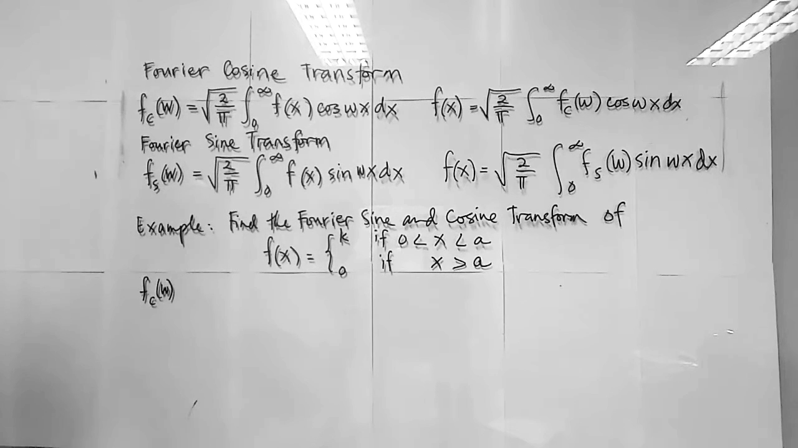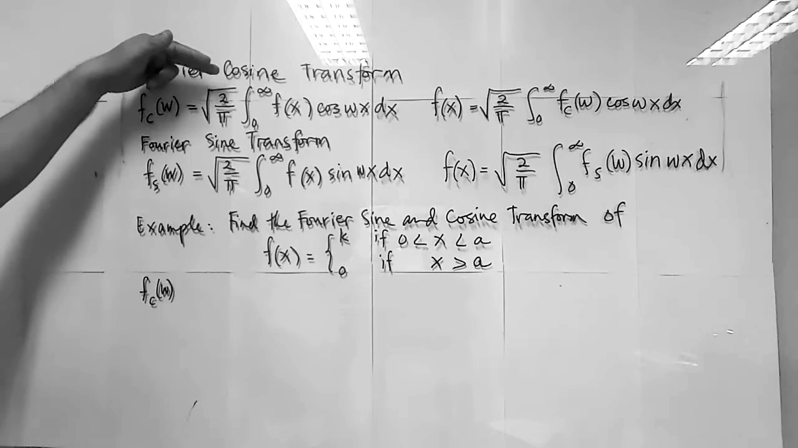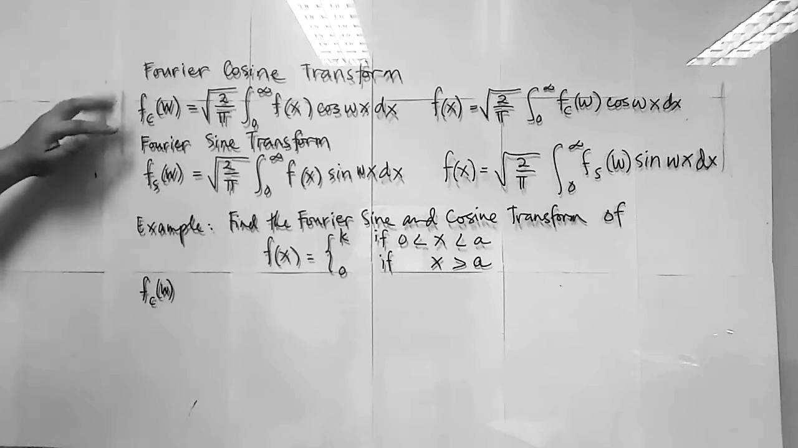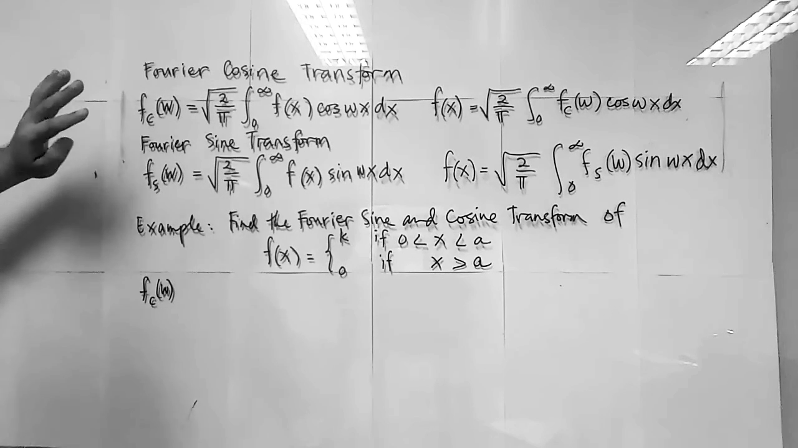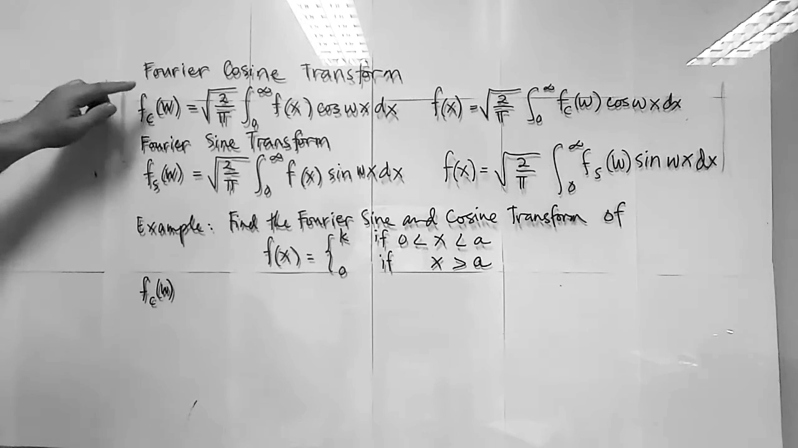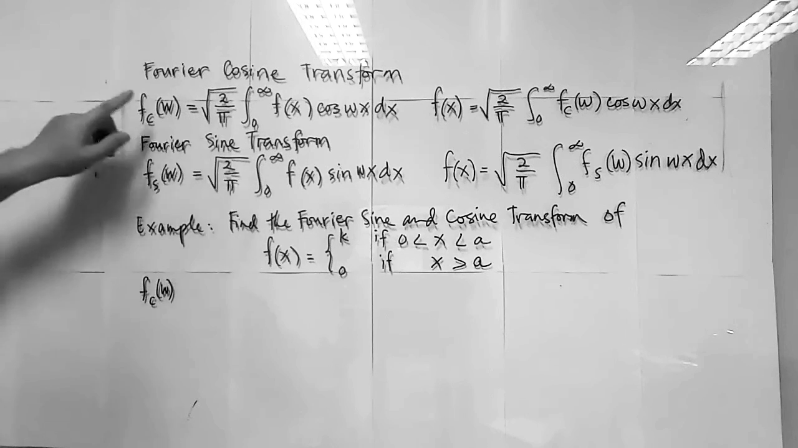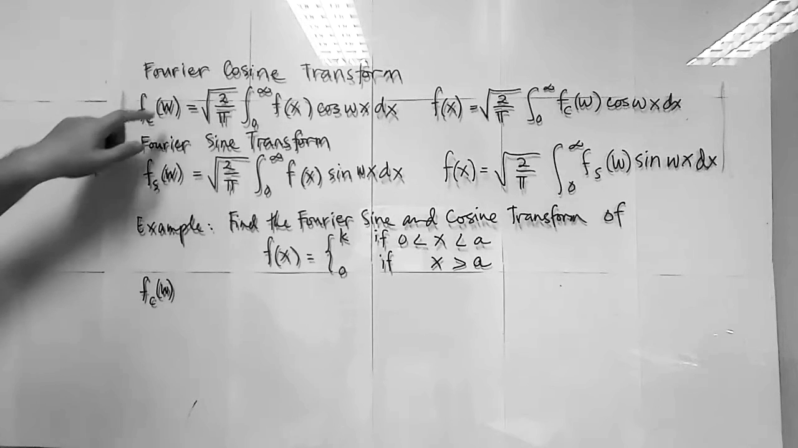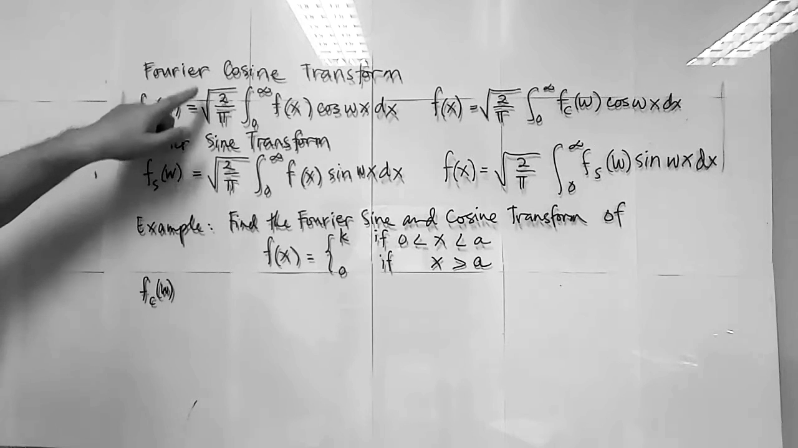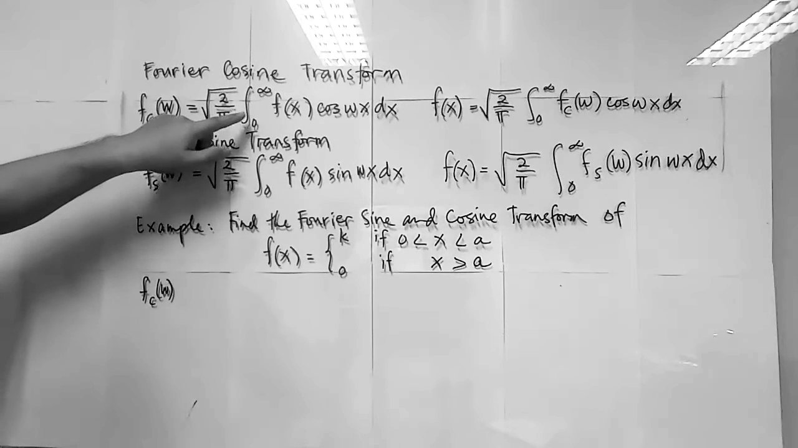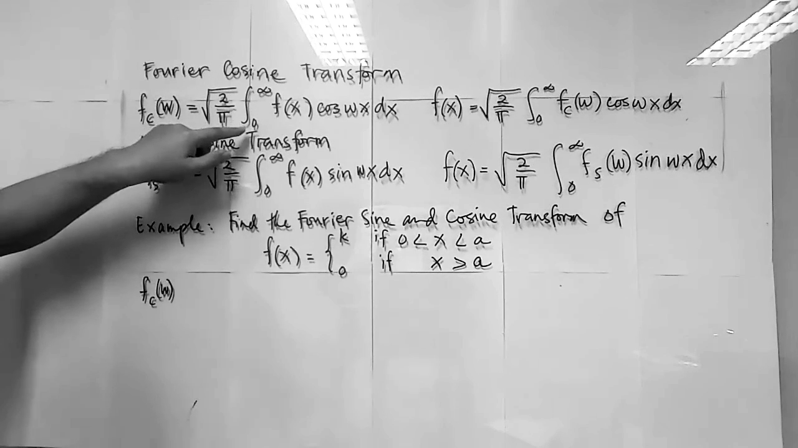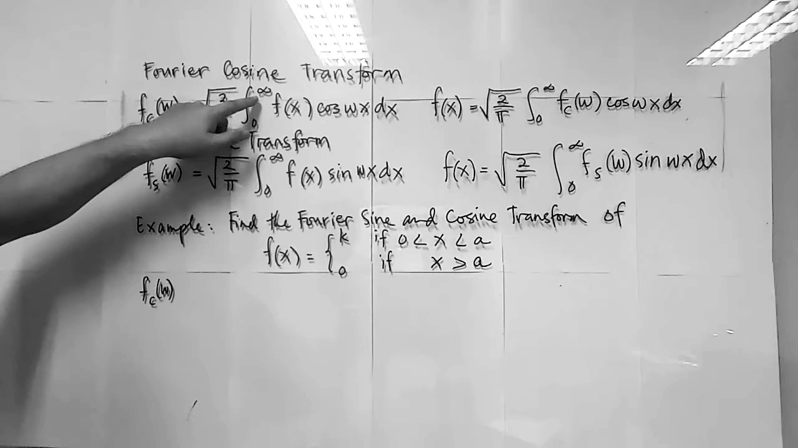Our topic is all about Fourier cosine transform and Fourier sine transform. So our main formula, or the general formula for the Fourier cosine transform, is f of w sub c, c here stands for cosine, which is equivalent to the square root of 2 over pi integral of f of x cosine wx dx with limits from 0 to infinity.